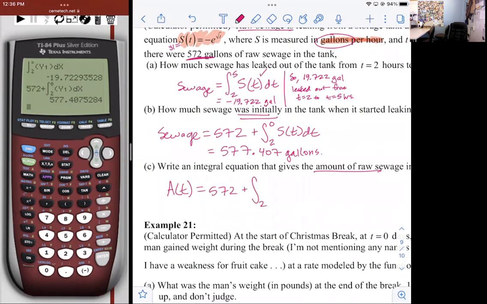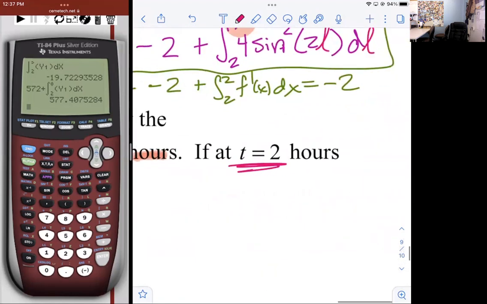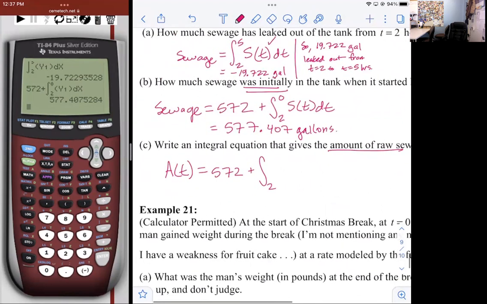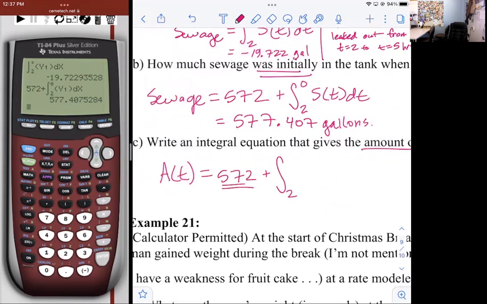Wait, isn't the initial amount though 577? No. Again, by initial here, we don't mean t equals 0. When I say initial amount, I mean the initial value, the value that we're given initially, not at t equals 0. I'm always going to use the point that they gave me. Since I know the value now at 0, I guess I could go from 0 to whatever and use 577.407, but that's a rounded number.